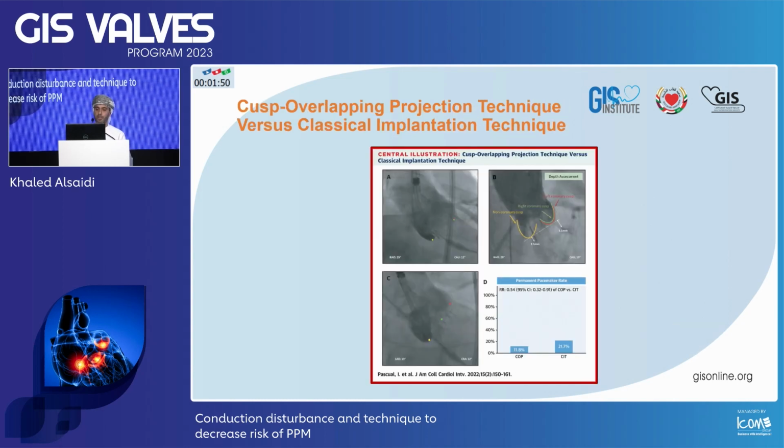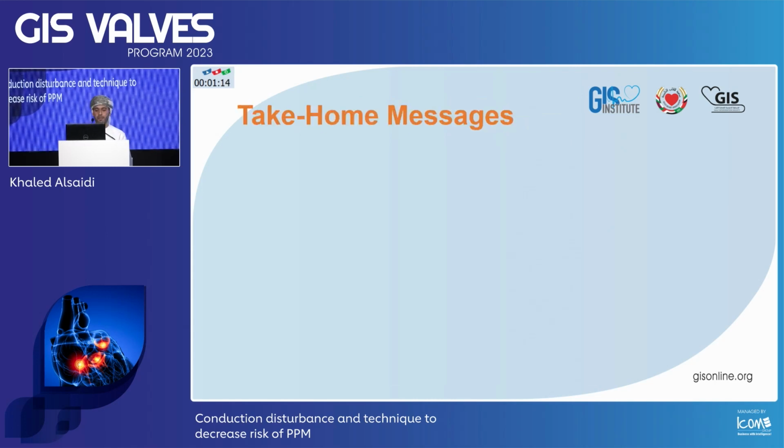The same authors published a bigger study with propensity matching this time in the JACC, and here you can see they cut the rate of pacemakers from 20.7% in the conventional implantation technique to 11.8%. Now you have similar techniques, not cusp overlap, but similar, that you can use for other valves, even balloon expandable valves. And there are some reports of reduction of pacemaker rate to less than 5% in some studies with higher implant.